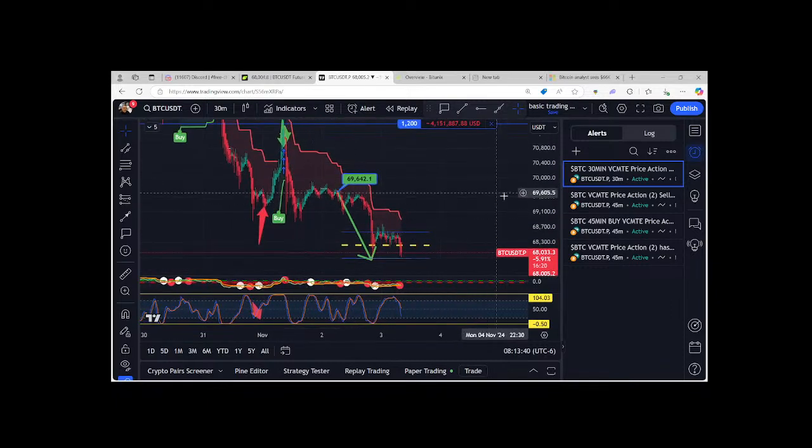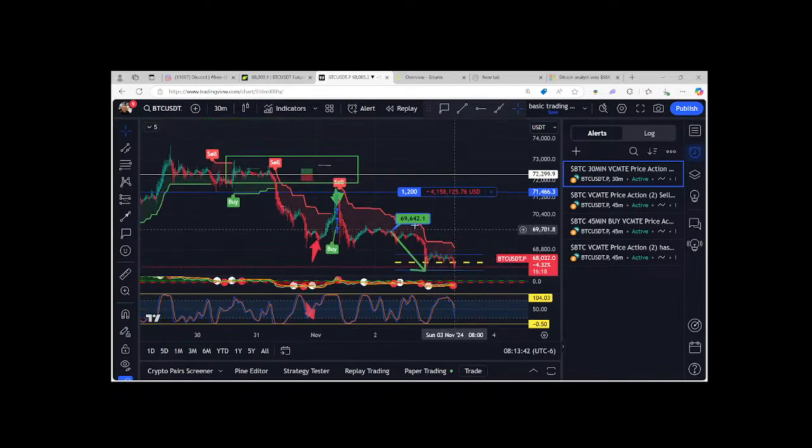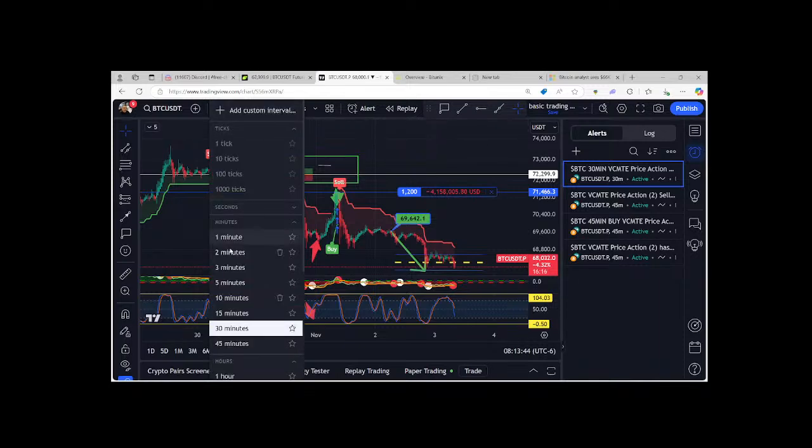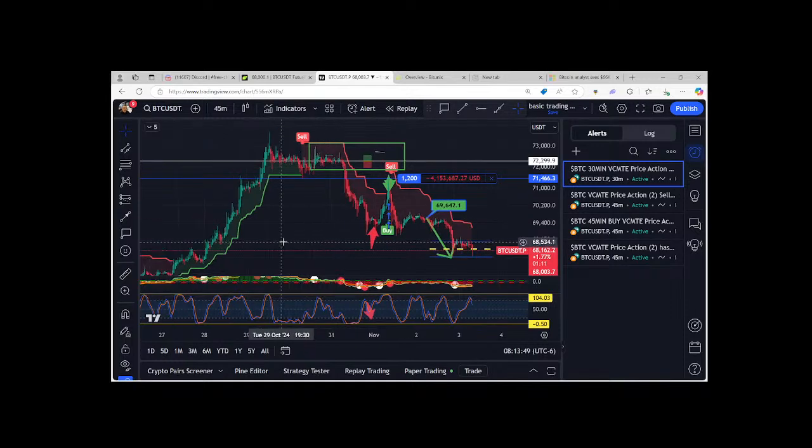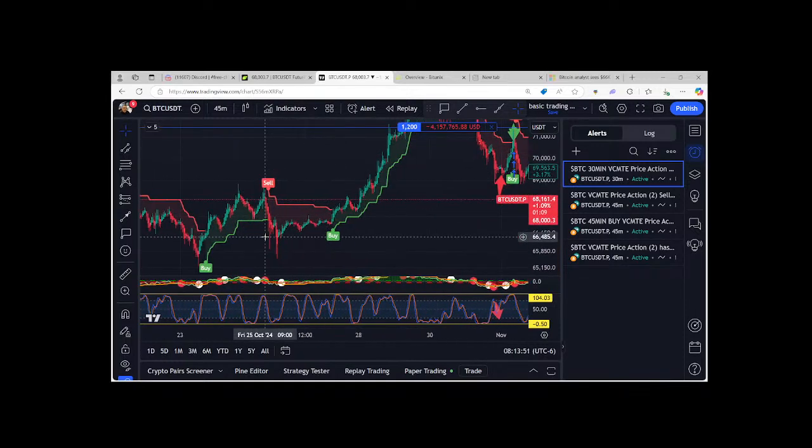So for instance, how that article was talking about Bitcoin liquidations and all that. So if you go down here, we have what's called a 45-minute trade zone, right? And you can see here when on the 45-minute time frame, when it tells you to sell, you sell. When it tells you to buy, you buy.